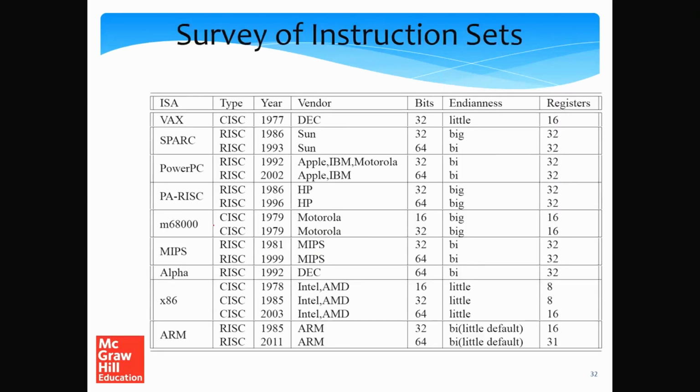So let's have a brief survey of instruction sets. Almost every processor vendor has created its own instruction set. Let's go way back to 1977 when the VAX instruction set was created. It was a very complex CISC instruction set with a lot of instructions. It had 16 registers, and it used a Little Endian format.